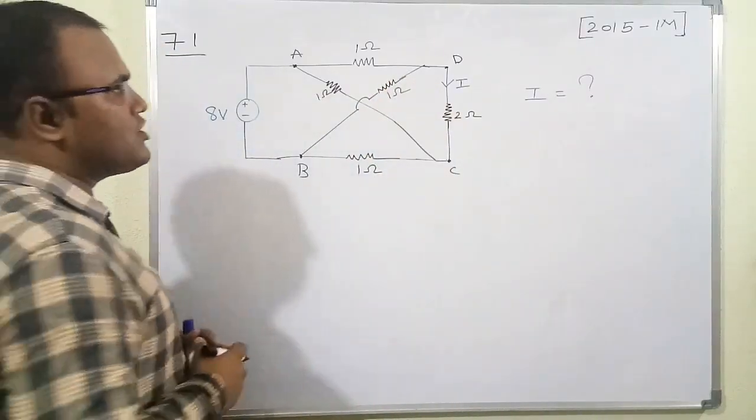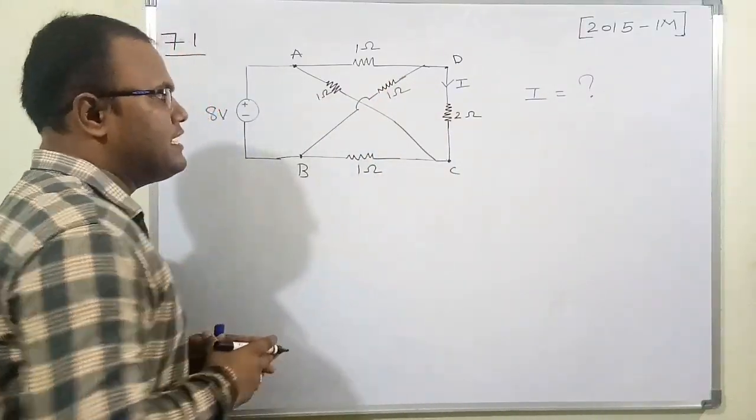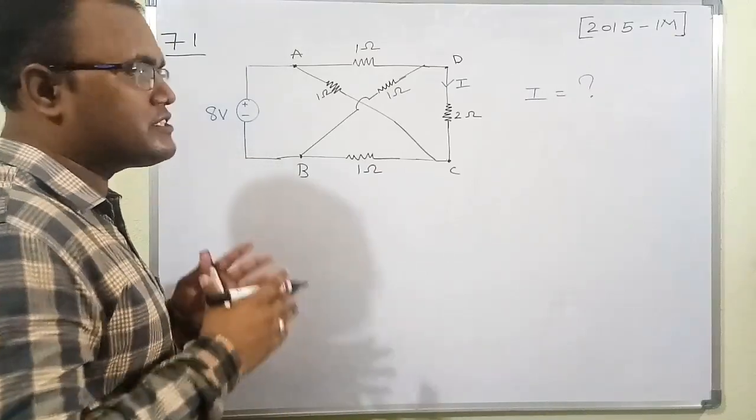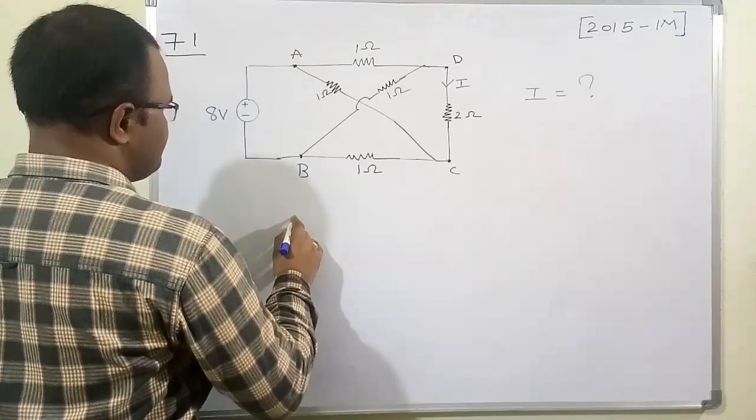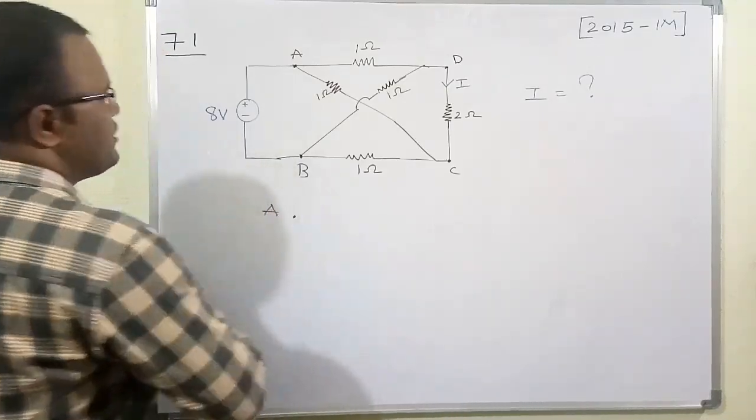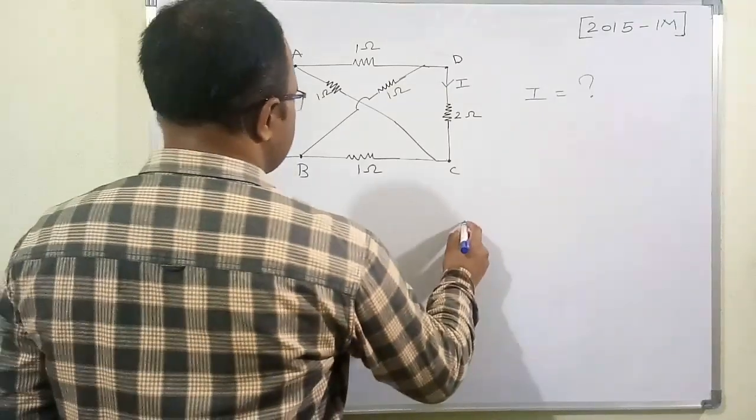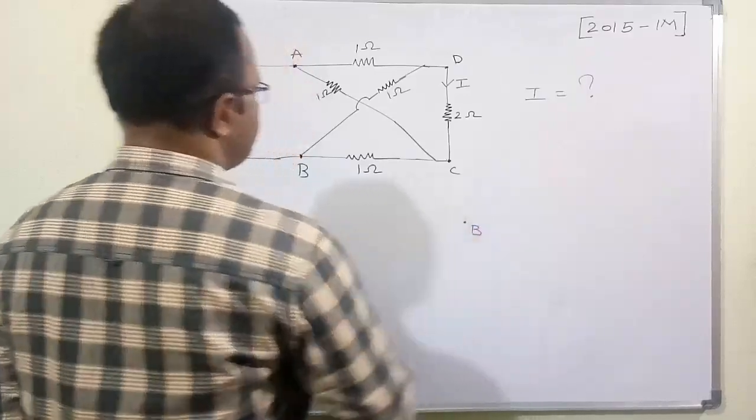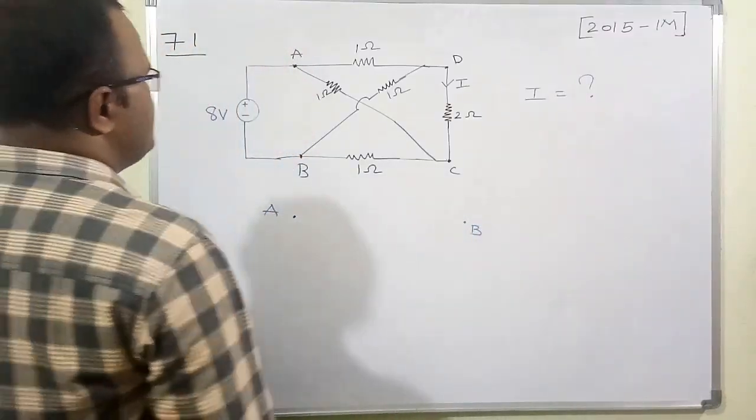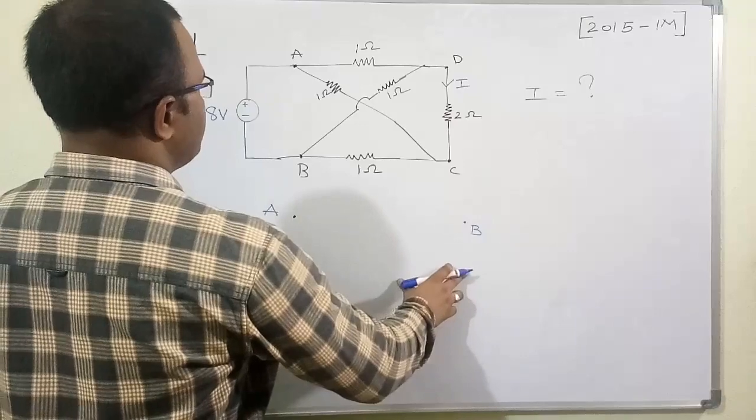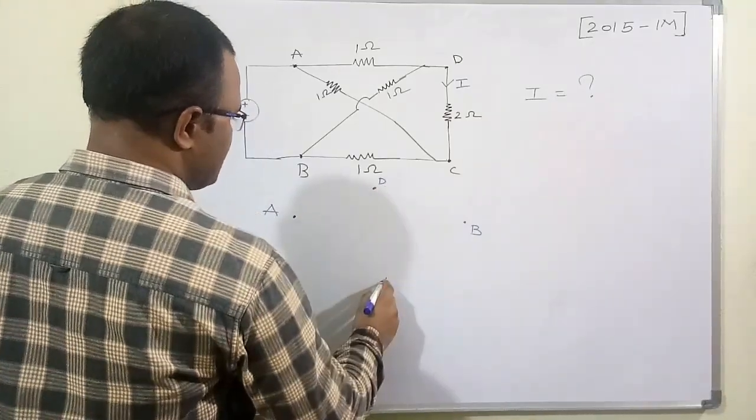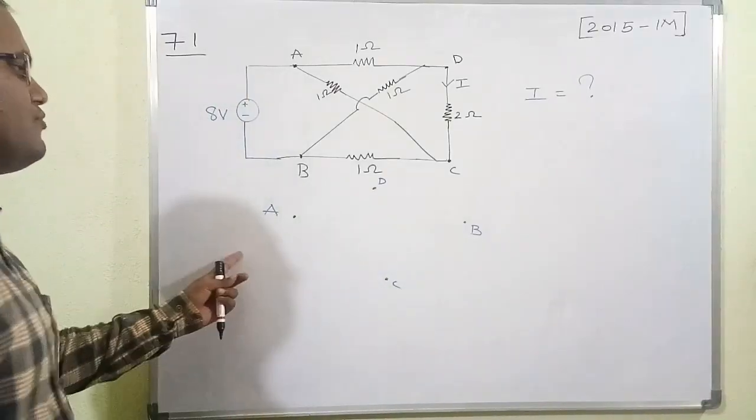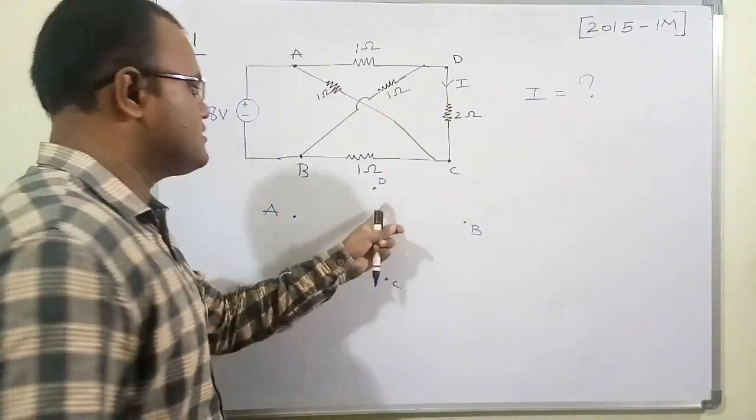So I am going to redraw this circuit so that it is easy for us to know which type of circuit this is. This I am taking as node A, and similarly here I am taking node B. I am marking this one as D and this one as node C. So there are a total of 4 nodes: A, B, C, D.